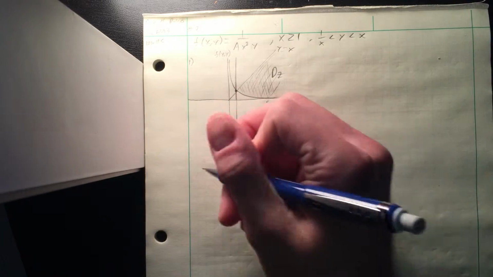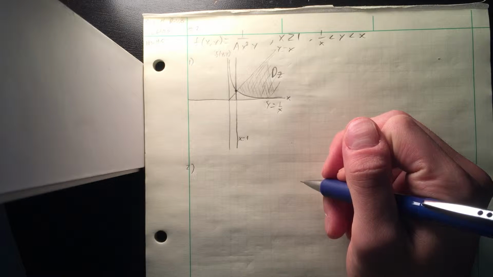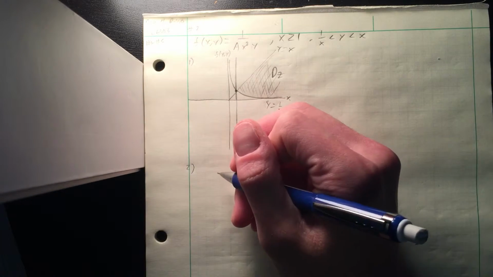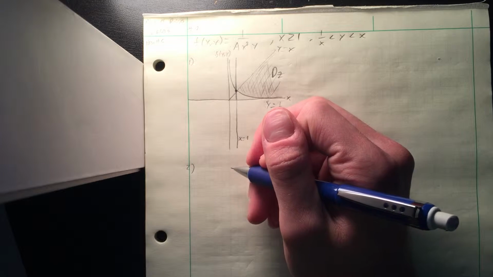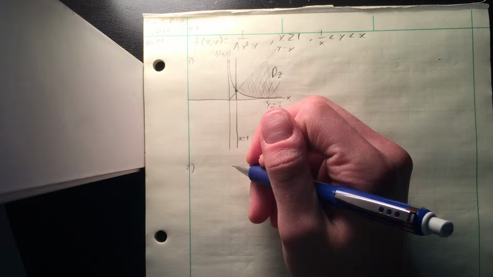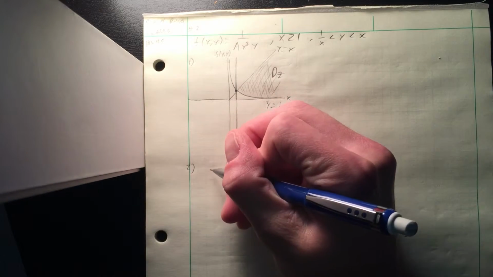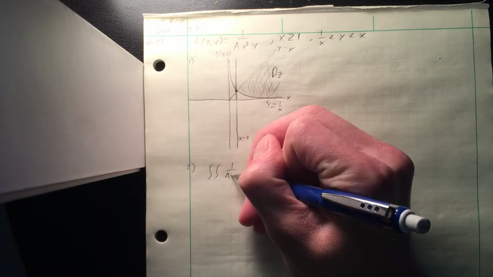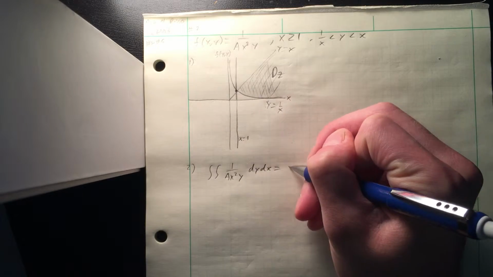So part 2 asks us to find a so that f x y is a valid joint density function. So we know that the integral of the joint density function is supposed to be equal to 1. So we can draw the double integral of 1 over a x squared y with respect to y and x, which will be equal to 1.